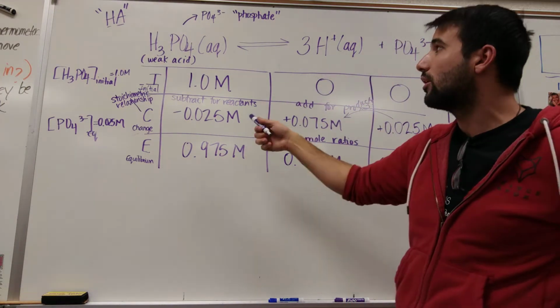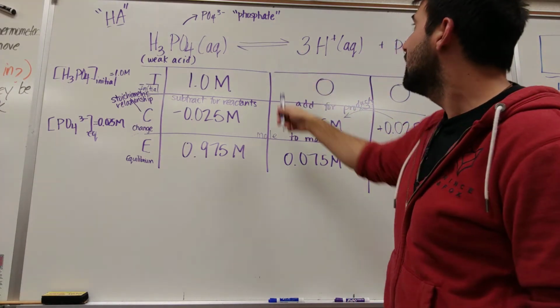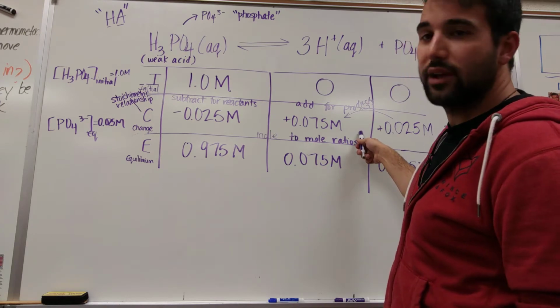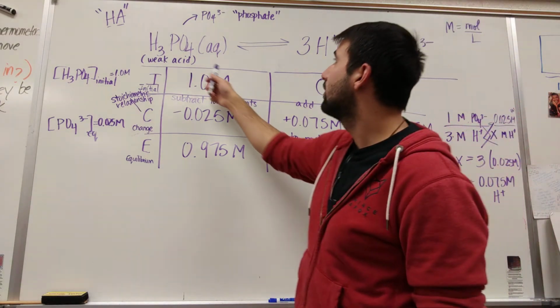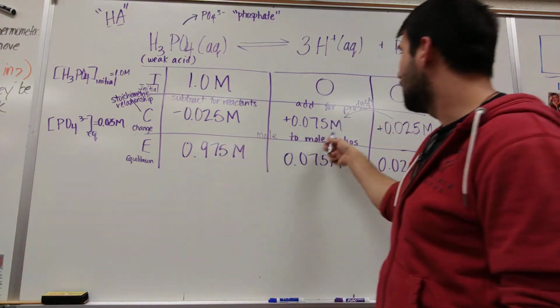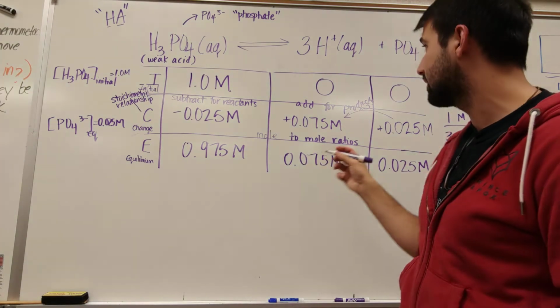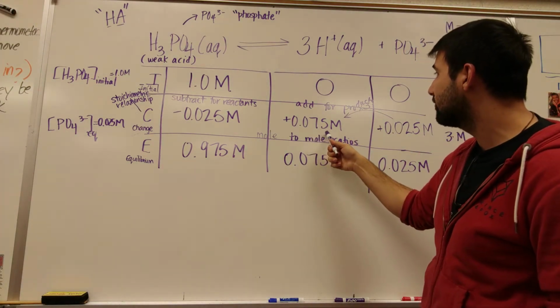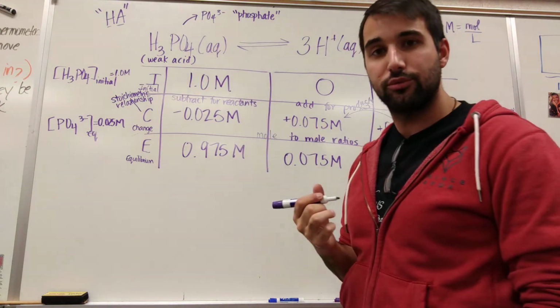Now if you don't use the 1-to-1, it's the same thing. I'll get the same answer if I use the 1-to-3. If I made 0.075 molar H+, I must have used 1/3 of that, 0.075, of my phosphoric acid. So if I made 0.075, 1/3 of that, which is 0.025, is how much I used.